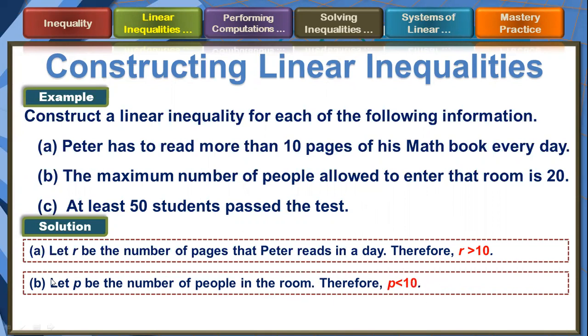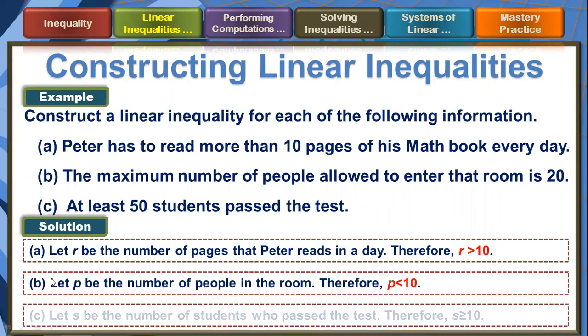And for C, let S be the number of students who passed the test. Therefore, S is greater than or equal to 50. The words at least here tell us that it should be 50 or more than 50. So you have to change this one also. This one should be 50, not 10.